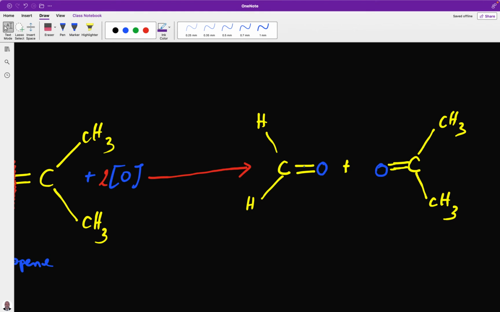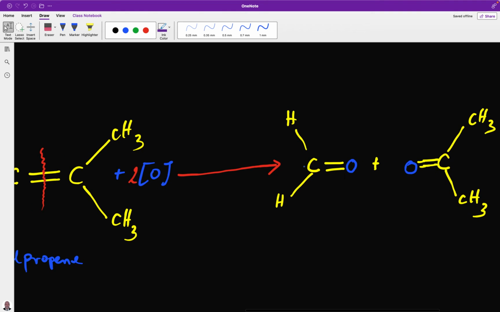These are the 2 molecules that will result from this reaction here. This molecule will remain. It cannot be oxidized. This is a ketone. This is propanone. It cannot be further oxidized, but this molecule will undergo oxidation to carbon dioxide and water. This is what is going to happen here.